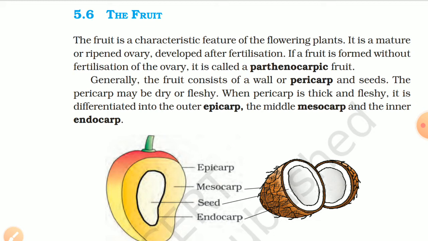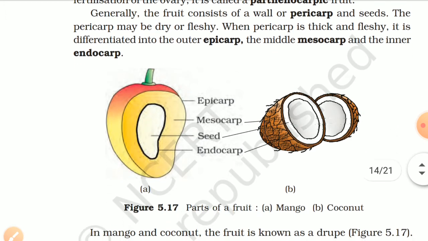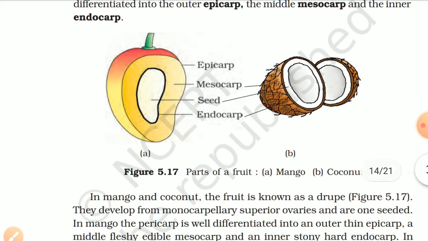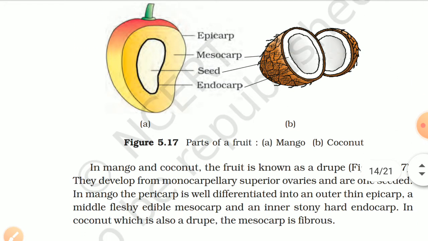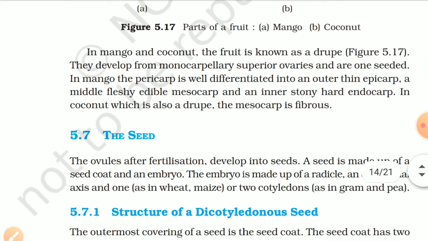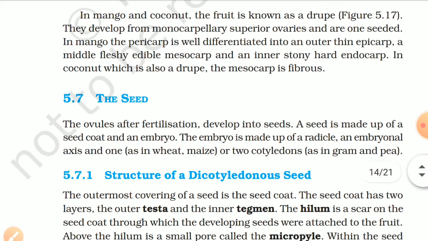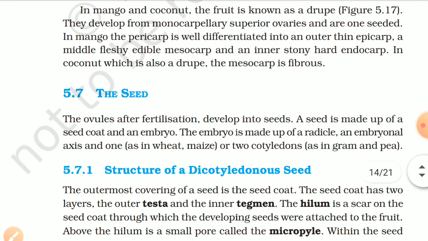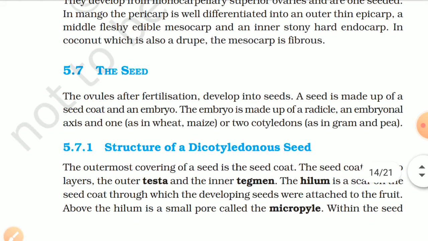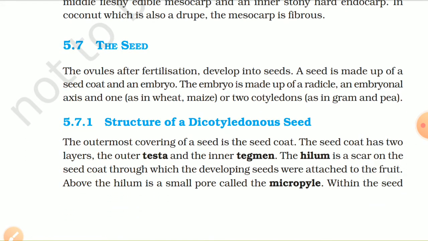The pericarp may be dry or fleshy. When the pericarp is thick and fleshy, it is differentiated into outer epicarp, middle mesocarp and inner endocarp. In mango and coconut, the fruit is known as drupe. Figure 5.17. They develop from monocarpellary superior ovaries and are one-seeded. In mango, the pericarp is well differentiated into an outer thin epicarp, a middle fleshy edible mesocarp, and an inner stony hard endocarp. In coconut, which is also a drupe, the mesocarp is fibrous.